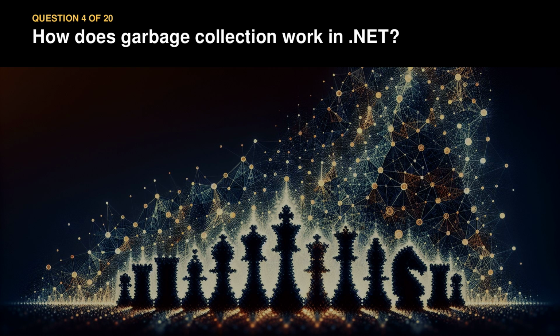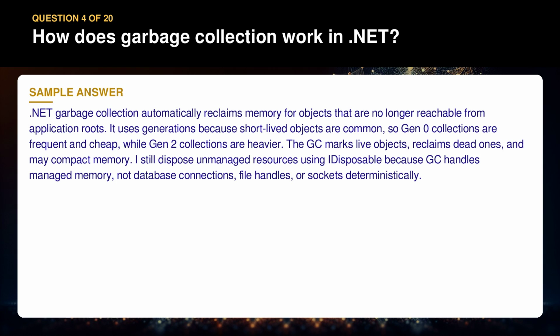Question 4. How does garbage collection work in .NET? .NET garbage collection automatically reclaims memory for objects that are no longer reachable from application roots. It uses generations because short-lived objects are common, so Gen 0 collections are frequent and cheap, while Gen 2 collections are heavier. The GC marks live objects, reclaims dead ones, and may compact memory.